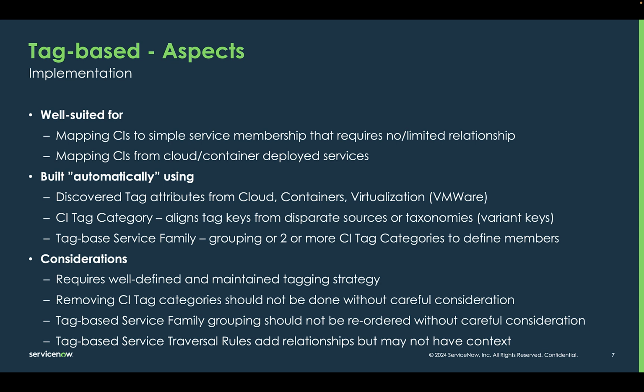Also, tag-based service traversal rules will help add the topology relationships. These come from either service graph connectors or IP-based discovery. In my demo, I am depending on IP-based discovery to give me additional relationship data that the traversal rules will find and add to the map.